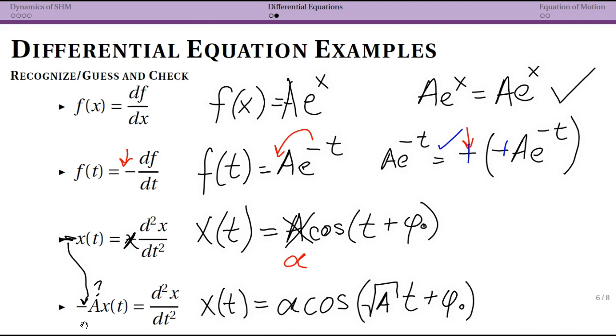Because again, I take my first derivative, cosine becomes minus sine, but I use the chain rule, so a square root of alpha comes out. I then take the derivative again, and another square root of alpha comes out. So this is my new solution, where I have some coefficient out front, which is not what was in the problem originally, but this value that was in the problem becomes multiplied by my t. And again, you have this phi naught accounting for the fact that it's a second order.